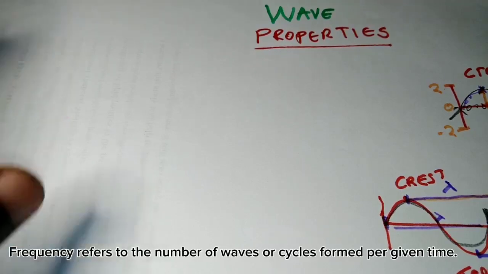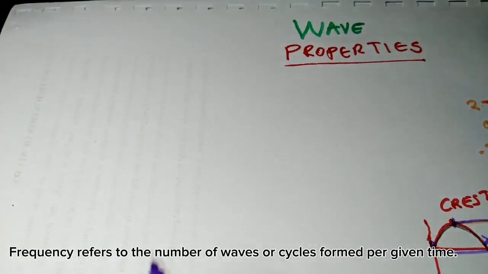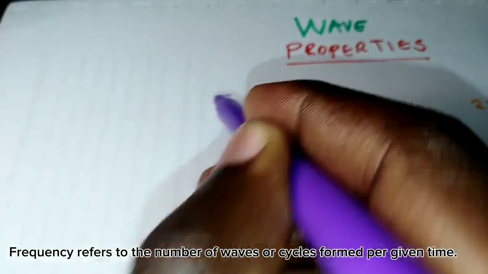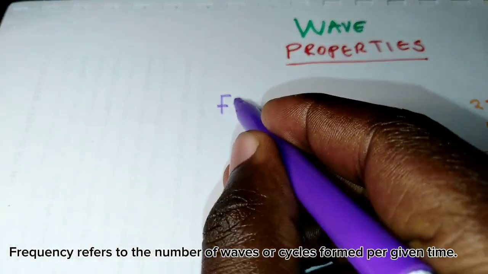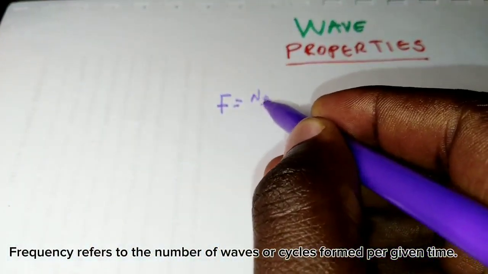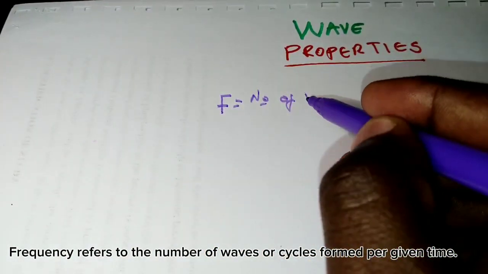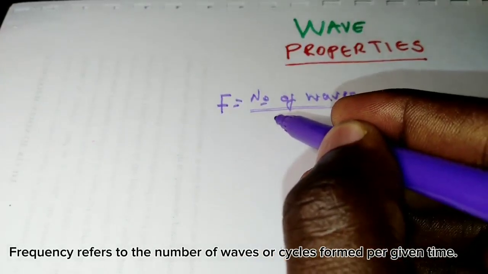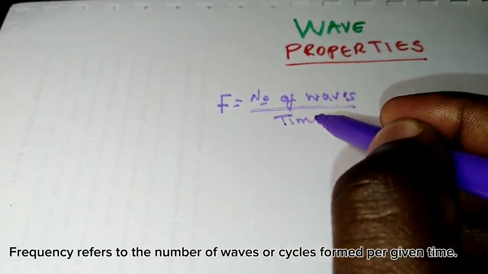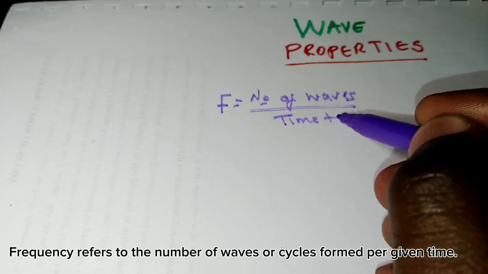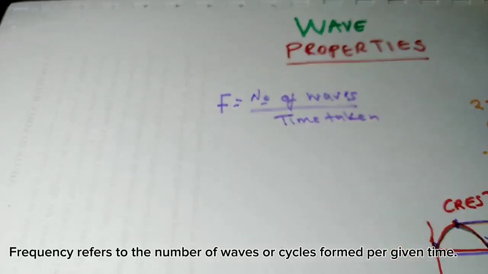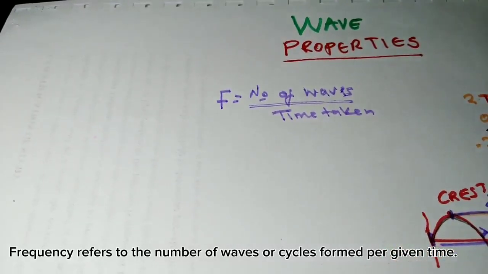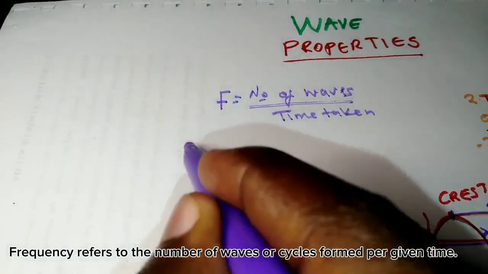If we were to show this mathematically, frequency is simply the number of waves formed per second, so the time it takes to form those waves. That is the frequency. So you count the number of waves. How do we count the number of waves?